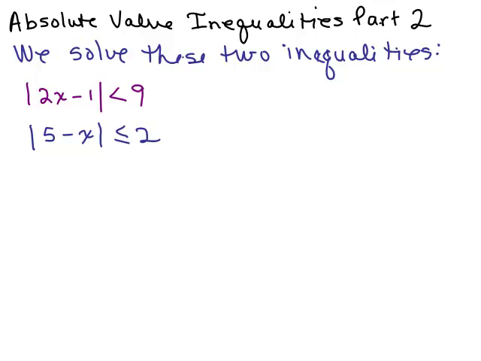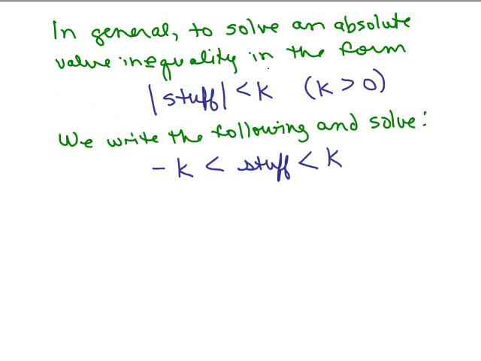This is part 2 of absolute value inequalities, and we solved the following two inequalities on this video. In our first video on absolute value inequalities, we ended with this. How would we solve an inequality of this form? Absolute value of some stuff is less than k, where k is some positive number.